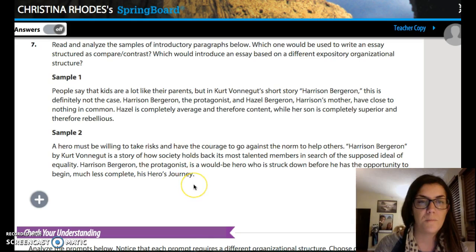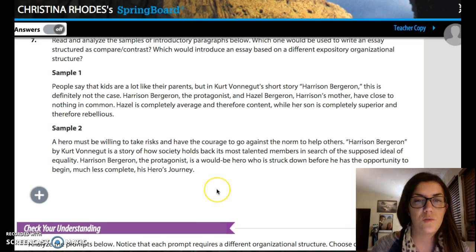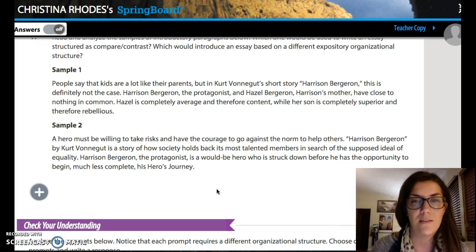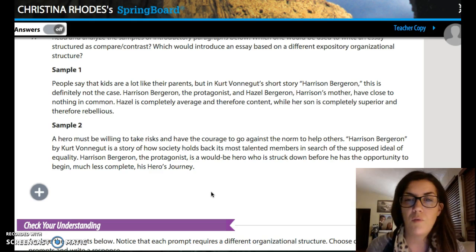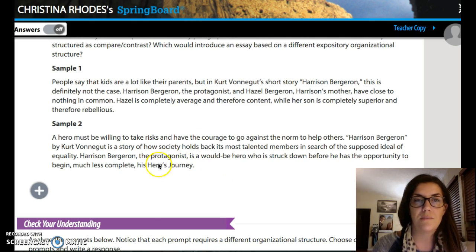Okay, sample 2. A hero must be willing to take risks and have the courage to go against the norm to help others. Harrison Bergen by Kurt Vonnegut is a story of how society holds back its most talented members in search of the supposed ideal of equality. Harrison Bergen, the protagonist, is a would-be hero who is struck down before he has the opportunity to begin, much less complete, his hero's journey. Please label this compare and contrast or a different expository organizational structure.